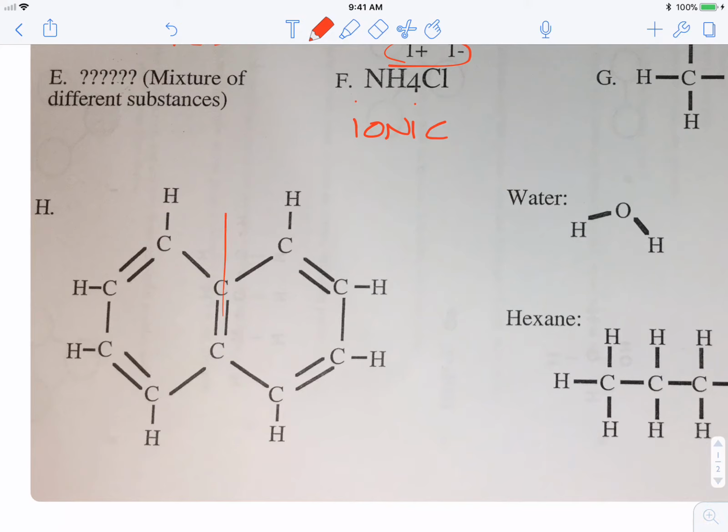So let's take a look at lines of symmetry. Vertically, it looks to me like the left side looks like the right-hand side. And then what about the top and the bottom? Well, if I draw a line of symmetry horizontally, the top looks like the bottom as well. So it looks like we actually have two lines of symmetry here. There's no real way that we can look at this molecule and say that it has a pole. So therefore, we're going to call it nonpolar. So letter H is going to be nonpolar, and we're going to say because of 2 lines of symmetry.